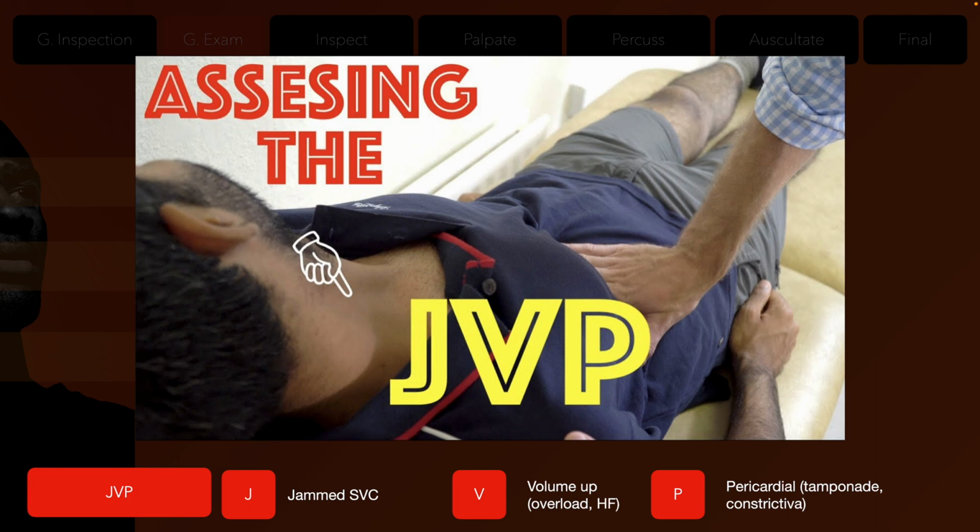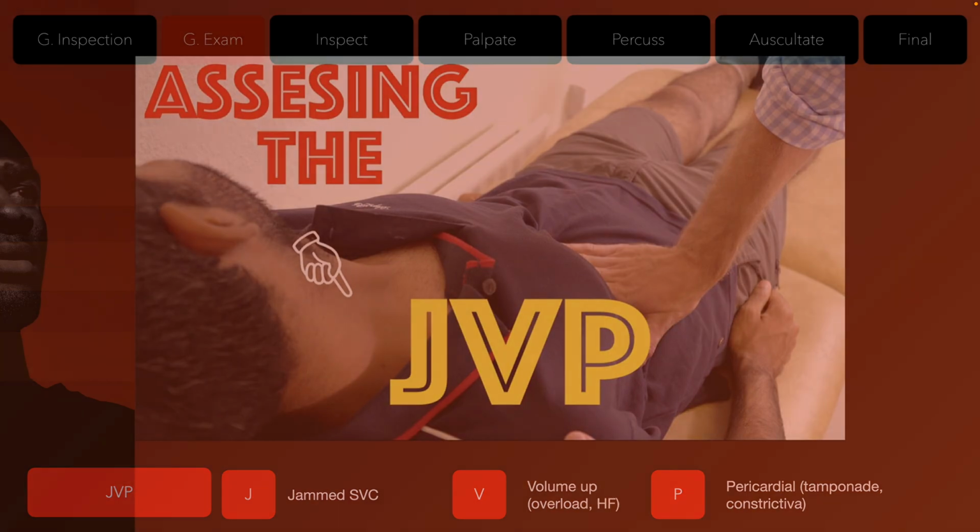But if someone says, what are some of the causes of a raised JVP, you can use JVP. So jammed SVC, so SVC blockage. V, volume up, so overload, i.e. in heart failure. And then pericardial issues, so tamponade or constrictive pericarditis is going to lead to an elevated JVP.